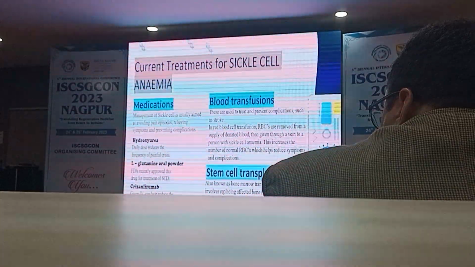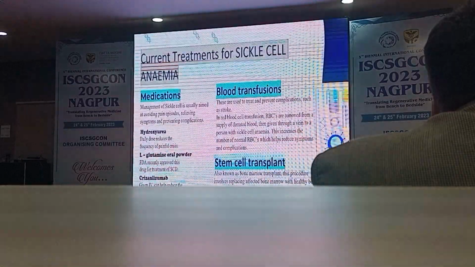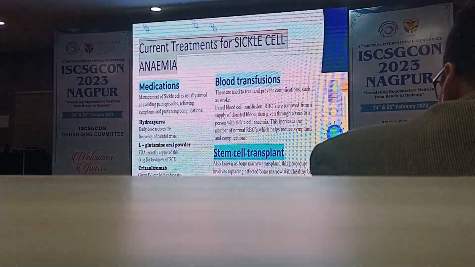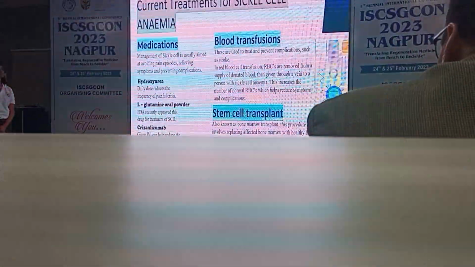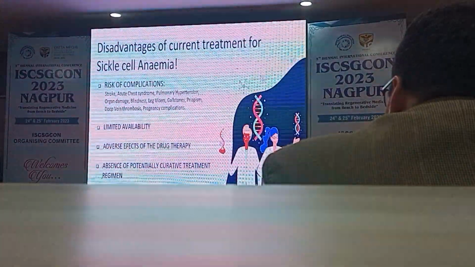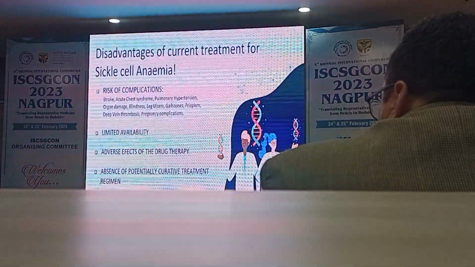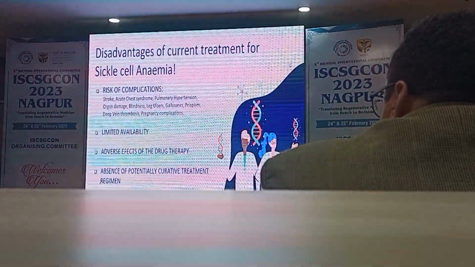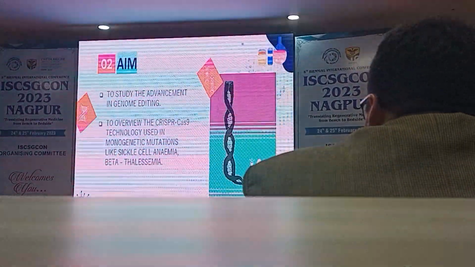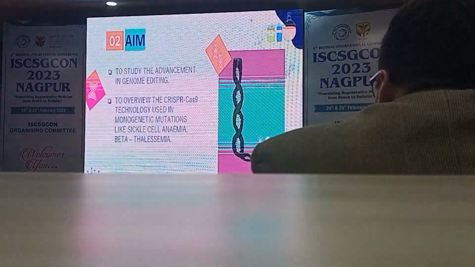And the sad part is there is no permanent cure treatment yet, but some include medications, blood transfusions and stem cell transplantation, where even clinical trials are going on for stem cell transplantation for sickle cell anemia. Disadvantages include risk of complications, limited availability of donors for stem cell transplant or blood transfusions, adverse effects of drug therapy, absence of potentially curative treatment regimen. So basically our aim is to study the advancement in genome editing and overview the CRISPR-Cas9 technology.